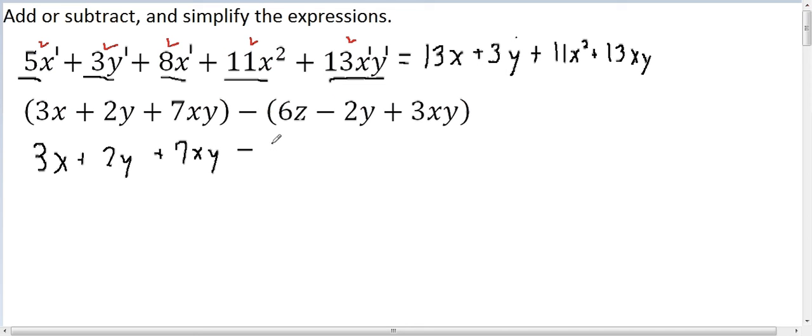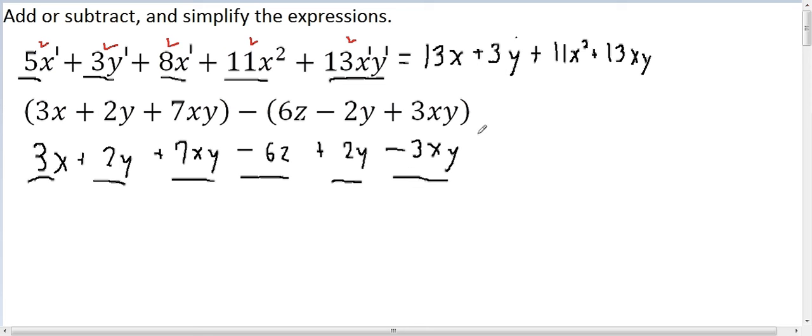We get minus 6z plus 2y and minus 3xy. So once again, let's go ahead and divide this up into terms. We have 3x plus 2y plus 7xy minus 6z, we need to remember the minus sign, 2y, and minus 3xy.